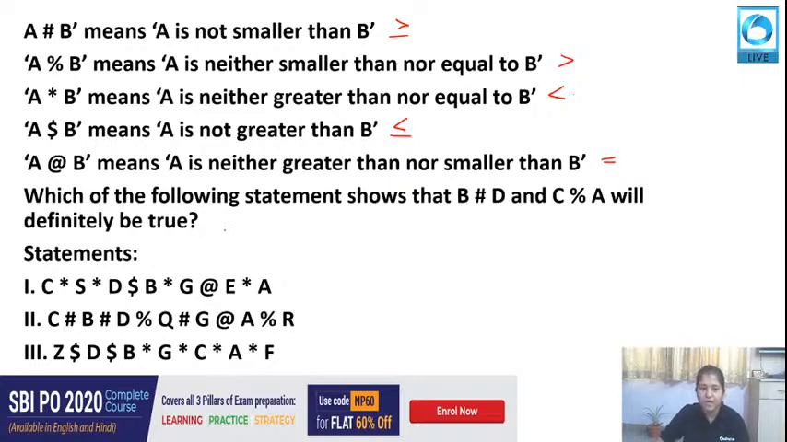Theek hai, ab yahan pe which of the following statement shows that B hash D and C percentage A will be definitely true. Okay, so we are having two answers. Two of you are saying that it's the second one, while one says it's the third one. Okay, we'll quickly have a look at this one.